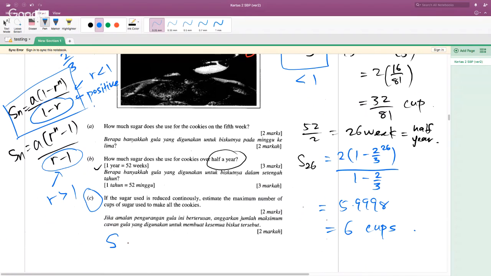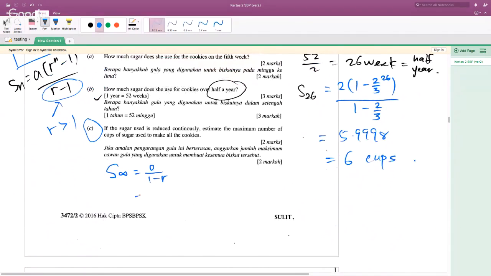You know this is sum to infinity, because the smaller value will keep on going until infinity. So the only tricky part is you must get the idea that it actually becomes sum to infinity. If you don't get it, you won't get these 2 marks. And the sum to infinity formula is A over 1 minus R. That's all. So my A is 2, my R is 2/3. So you get 6. So that means even if she keeps on reducing, the maximum Noriza will only use is 6 cups of sugar, no matter how many weeks.